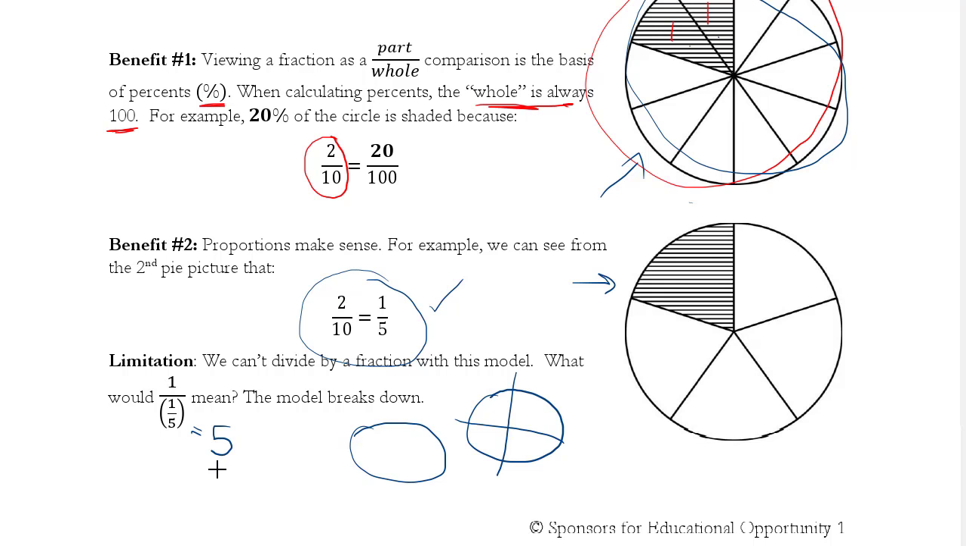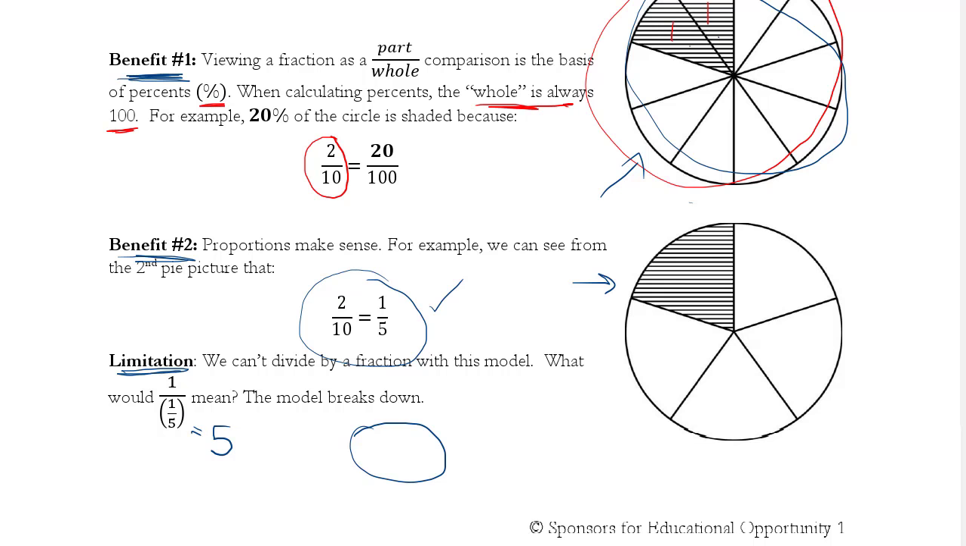And so we're going to talk about that a little later. So how can I start with 1 circle and divide it up in some way and shade something and end up with 5, right? It's really hard to conceptualize that, to imagine that. So that's one limitation of this model. The limitation doesn't mean that it's terrible, we should never use it. It just means that some models have their benefits and they have their limitations. So this model does have some benefits for us in these two situations, but it breaks down when we want to divide by a fraction.